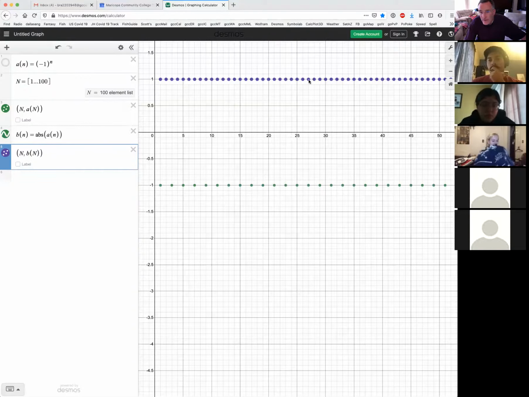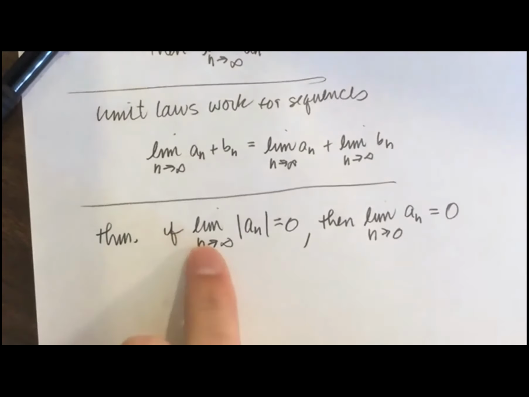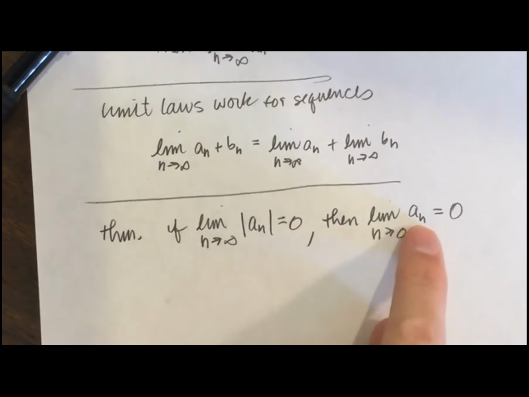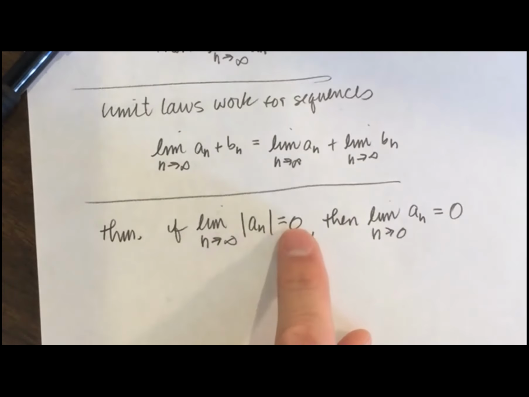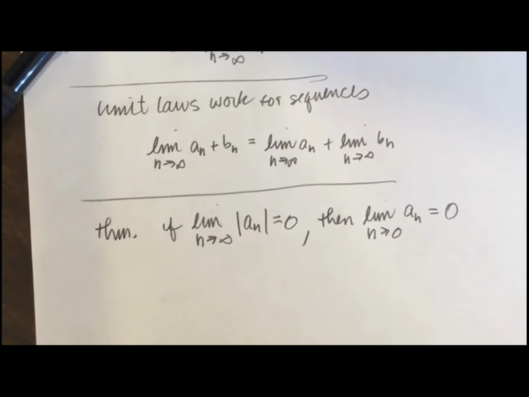But even though the limit of the absolute value goes to 1, look at where the sequence is going. Up, down, up, down, up, down. In other words, if the limit of the absolute value of the sequence is going somewhere other than 0, like say to 1, we don't know if this is going to 0 or not. It might just be oscillating back and forth. But if the limit of the absolute value does go to 0, then we know that the sequence has to go to 0 as well.